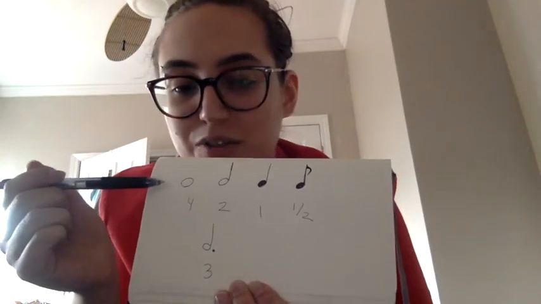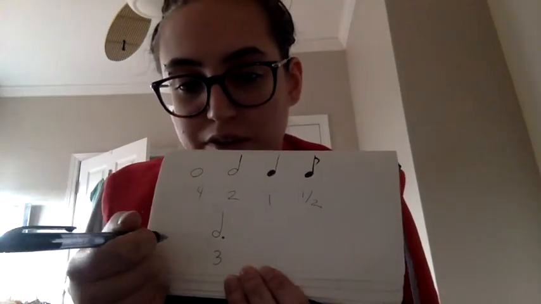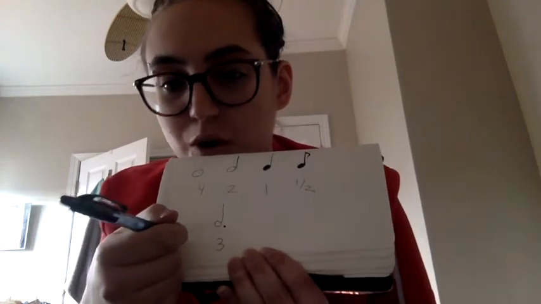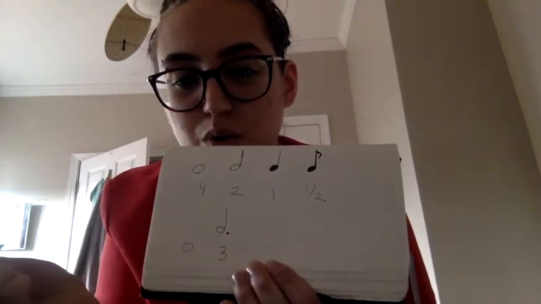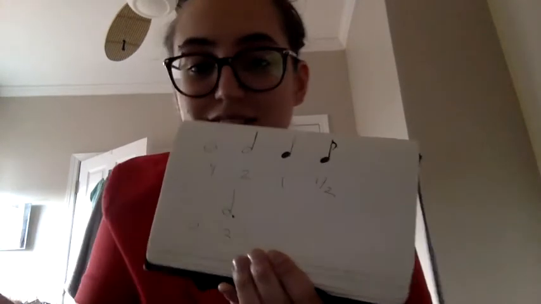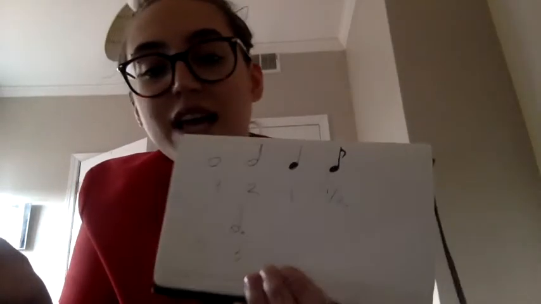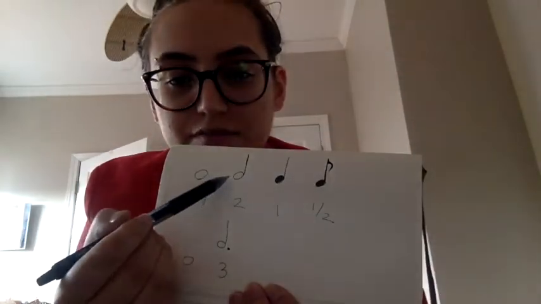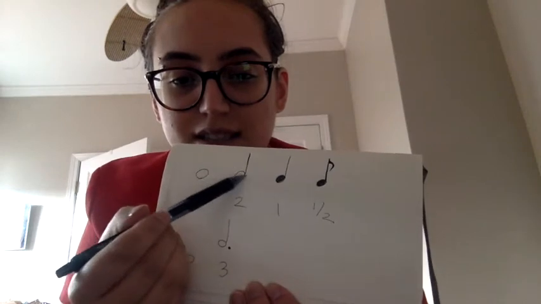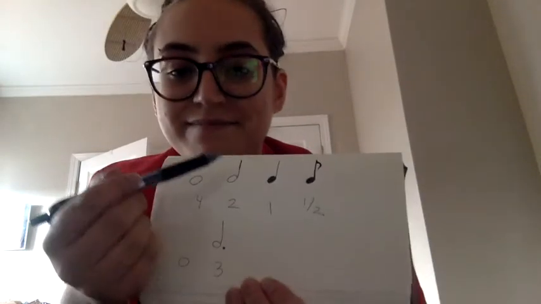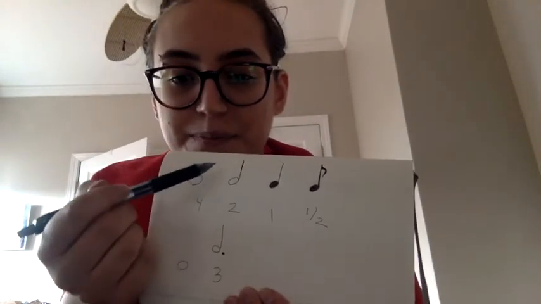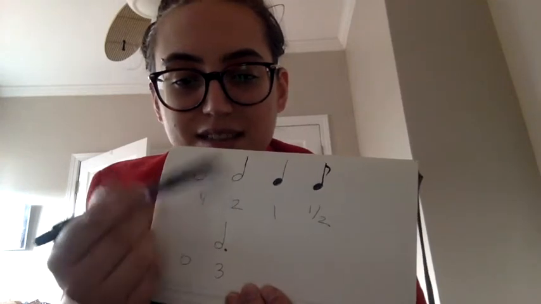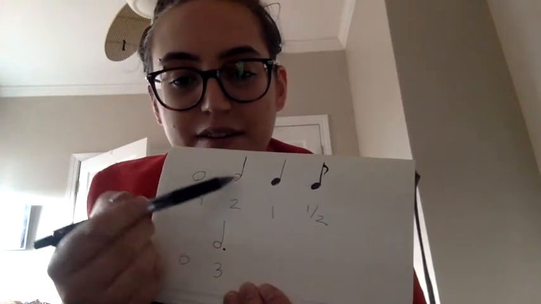So let's go over how to draw them. Whole note, you just want an open circle like that. That's all a whole note is. And then the half note, you just have the circle that you just did. You just put a little stem to the right of it. That's what it's called, a stem. It's like a stick or like a line.